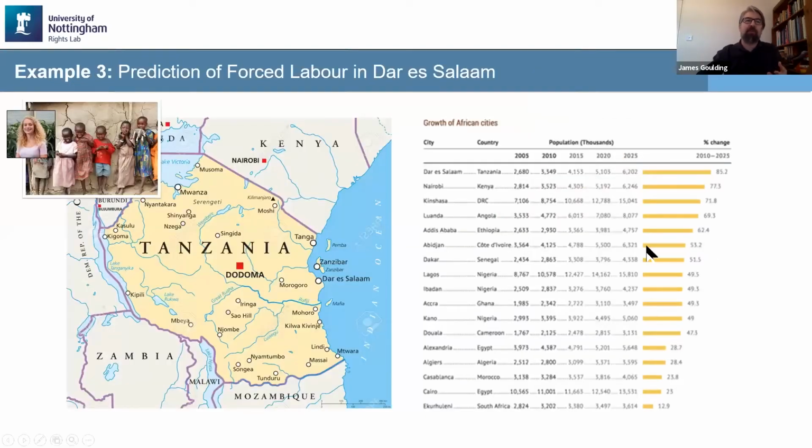So the first example is some work I do with Madeline Ellis and other people in Nottingham, who's looking at Tanzania, and specifically the city of Dar es Salaam, which has doubled in size in the last 10 years. A huge amount of infrastructural problems, 70% slums. There is almost no information about demographics in the city, yet urban slavery is an increasing problem.